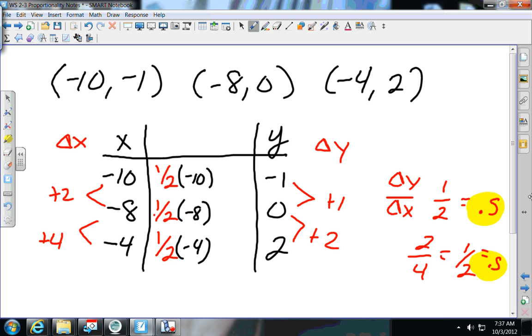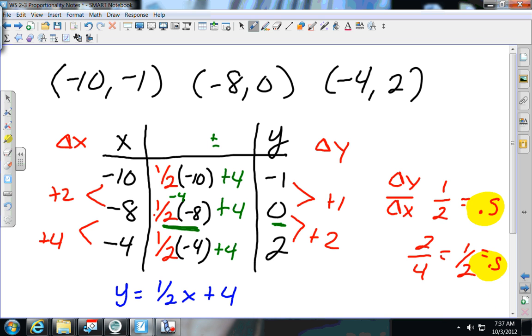Doesn't matter which one you do. I'm going to go through and multiply these two together. What's half of negative 8? Negative 4. So this right here is a negative 4. What do you have to add or subtract to negative 4 to get to 0? Add 4. That is your constant. Your equation, y equals 1/2 x plus 4. Okay, you have to be able to do that.